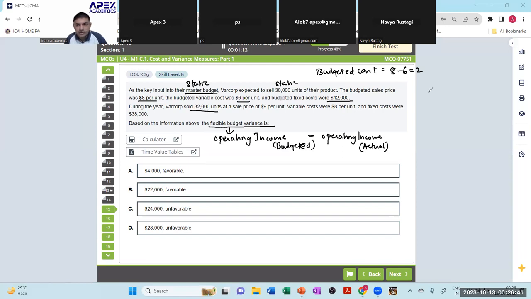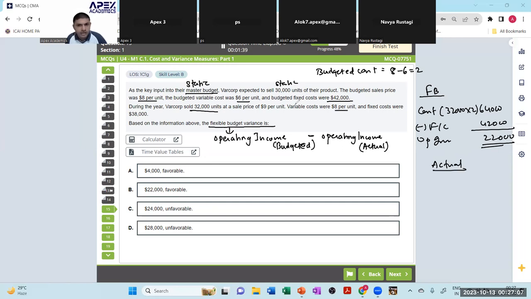During the year, they sold how many units? 32,000 units. Okay. Flexible budget contribution: 32,000 multiplied by 2, 64,000 minus fixed cost. What is your fixed cost? 42. 64 minus 42 is 22. What is this? Operating income. Correct?